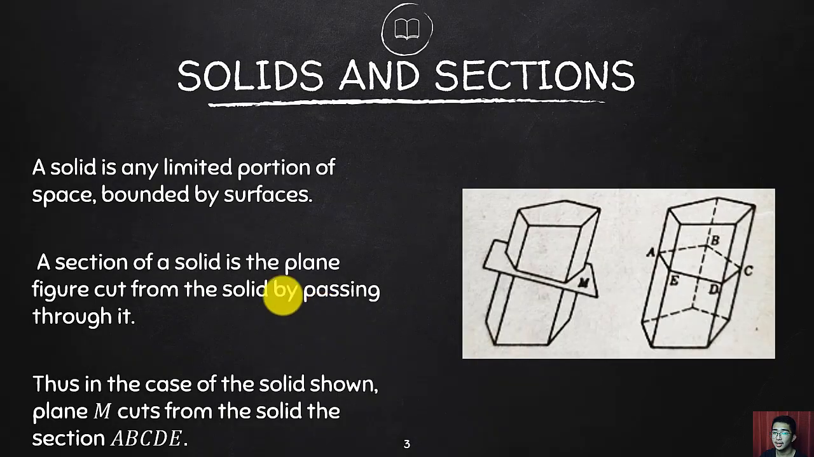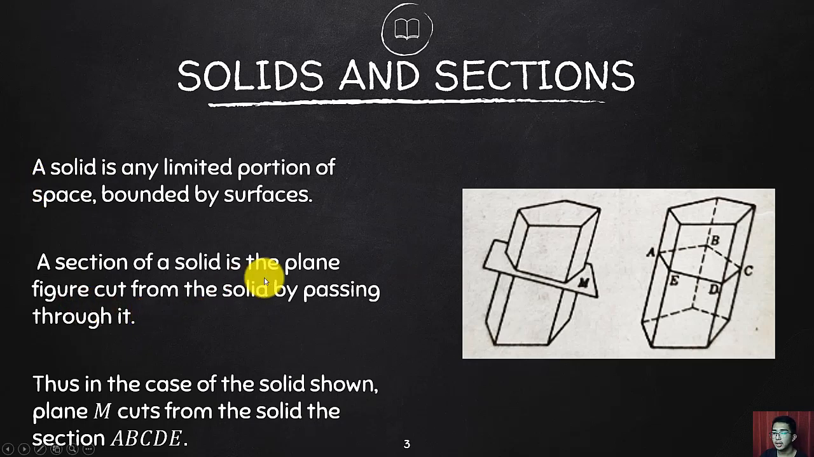So what is a solid? A solid is any limited portion of space bounded by surfaces. Remember, plane figures are two-dimensional or flat. Therefore, they can only contain perimeters, measures of lengths, and areas. Solids are limited or bounded in space, meaning they must contain a particular volume. So solids are three-dimensional, plane figures are two-dimensional.